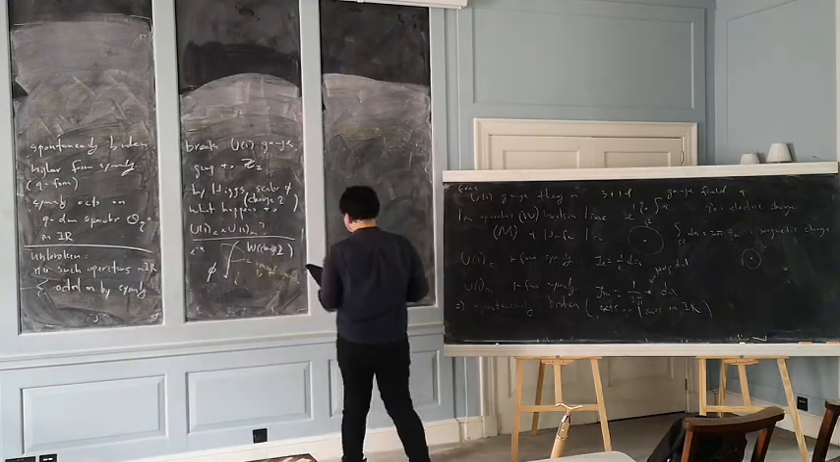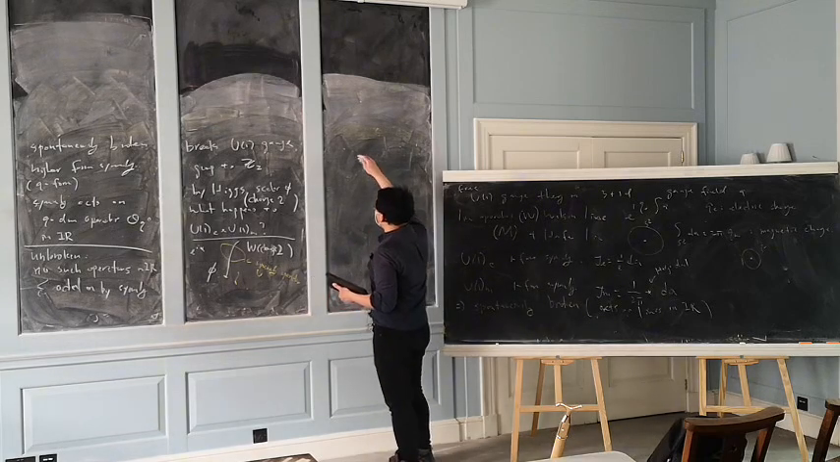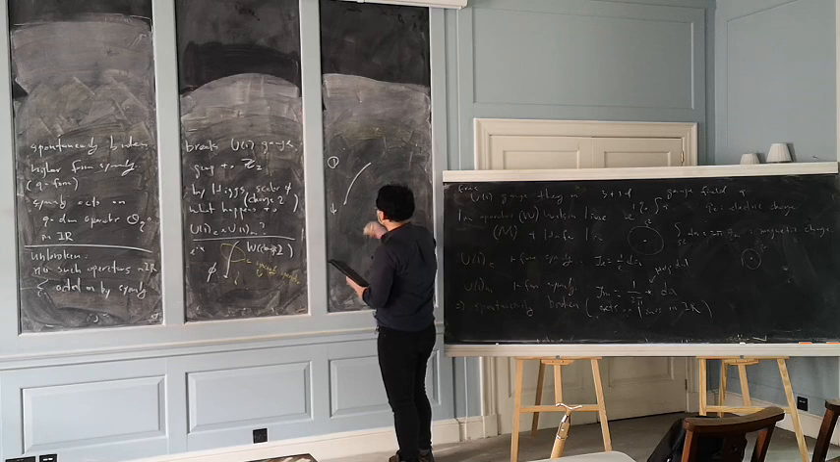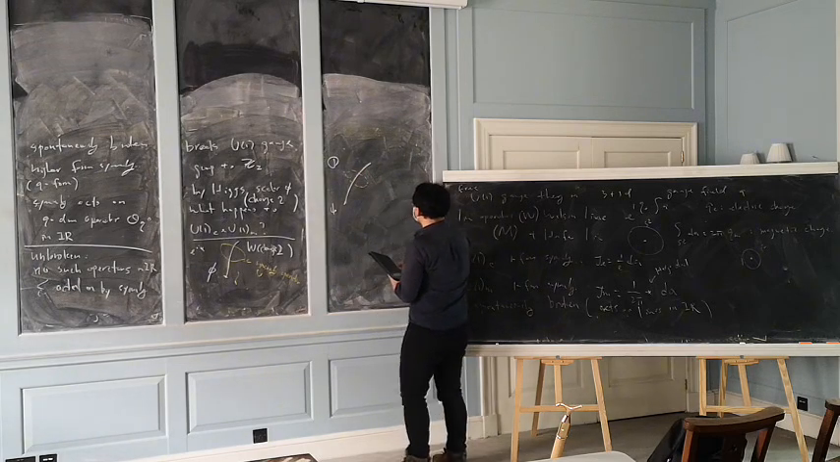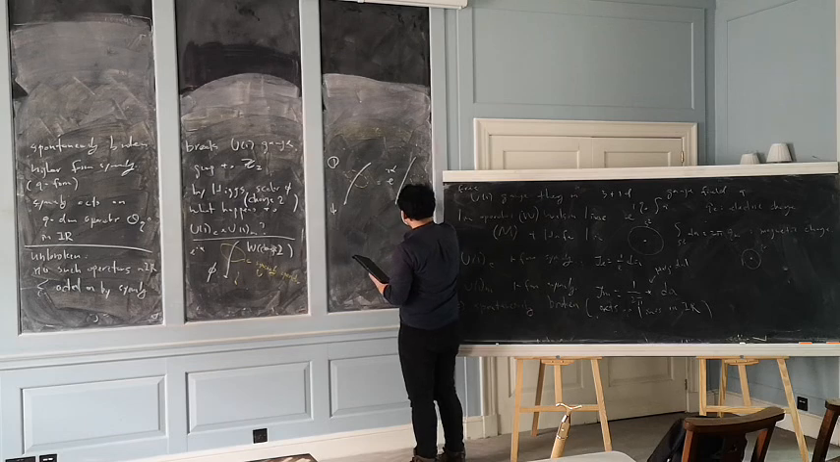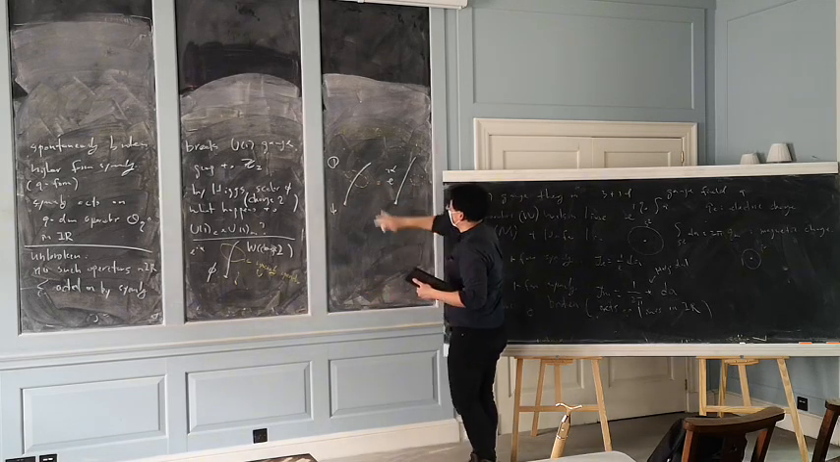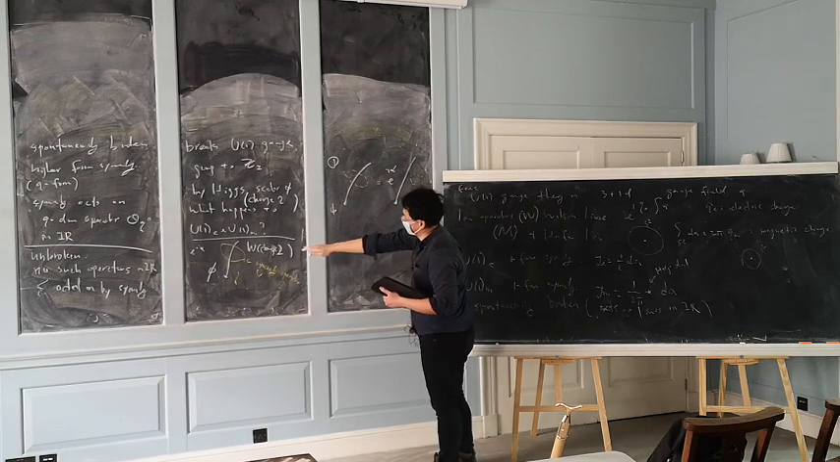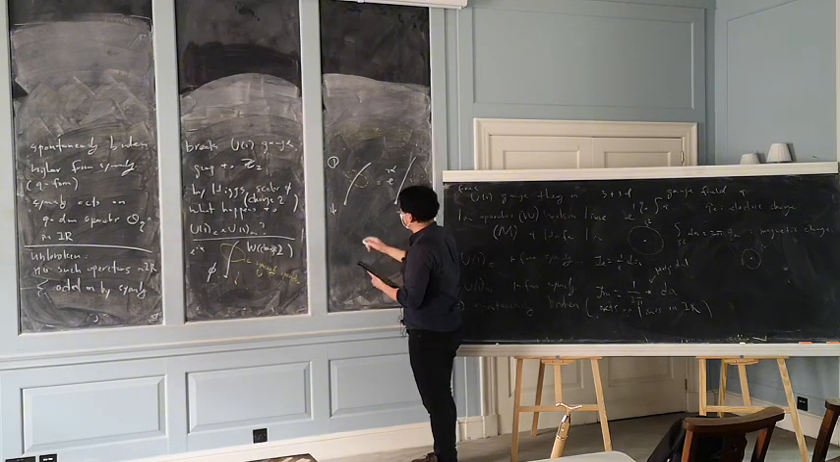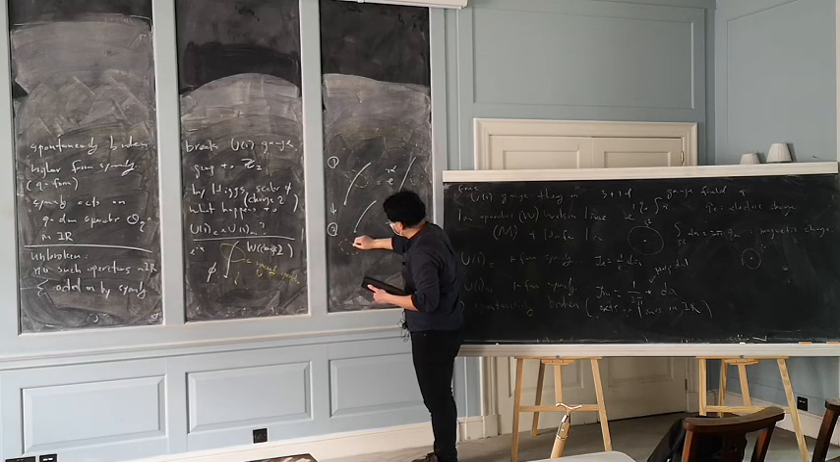So maybe let me just repeat the argument again. There are two ways to shrink the yellow line. One way is to just use the definition. Let's say this transforms by a phase. So if you shrink the yellow line, you get a phase. The phase tells you how much charge the operator has under the symmetry. The second way is that you move the yellow line past the endpoint and then shrink it.